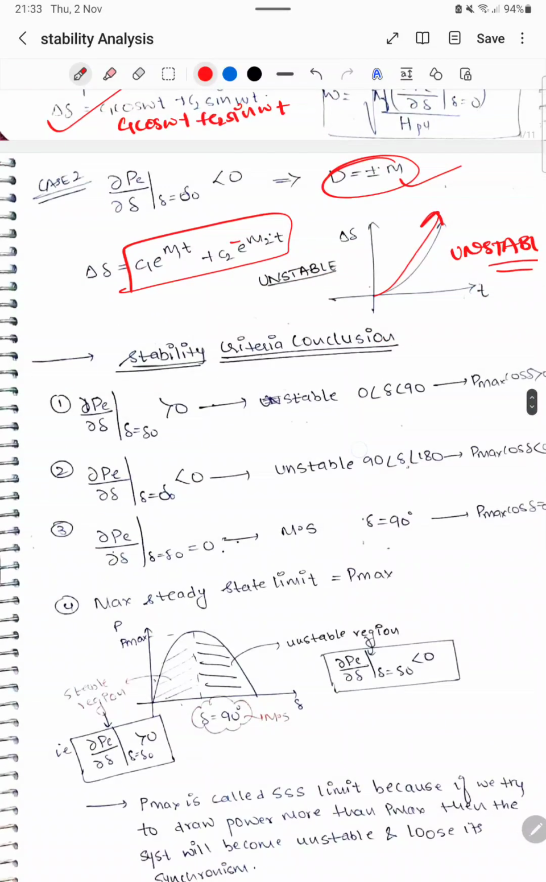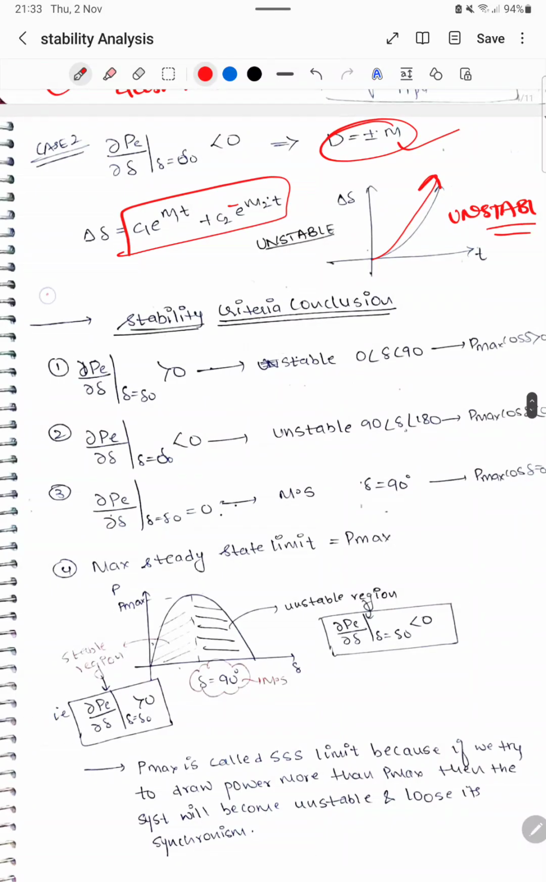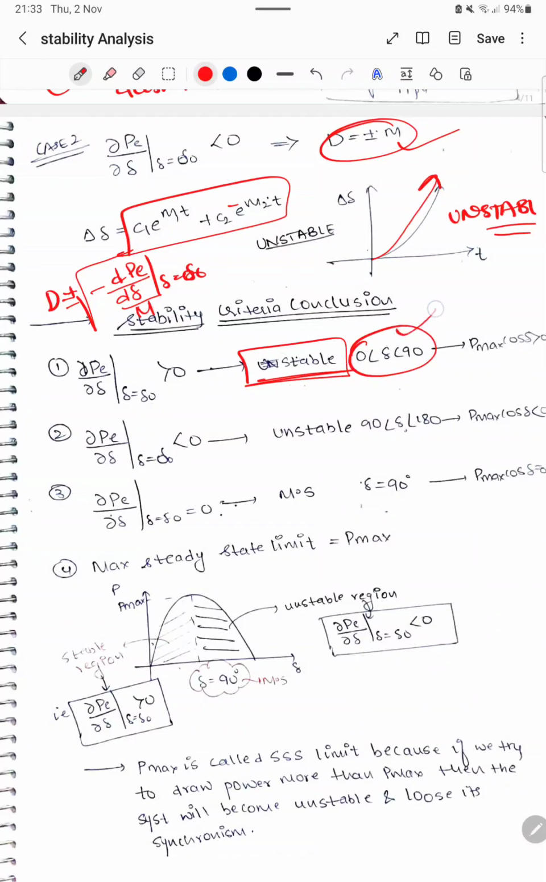So if we try to conclude the whole thing, we got roots as plus or minus root of minus dou P upon dou delta at delta equals to delta naught upon M. If dou P upon dou delta at delta equals to delta naught is positive, it comes out to be stable. Stable meaning what? That delta is between 0 to 90.